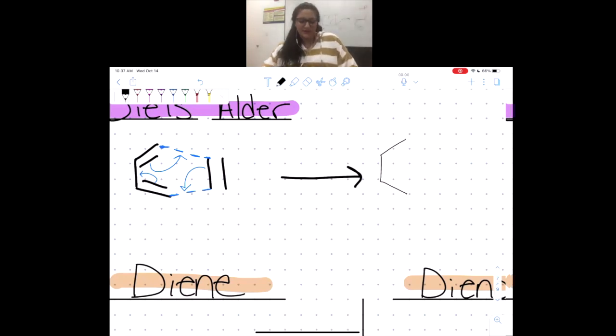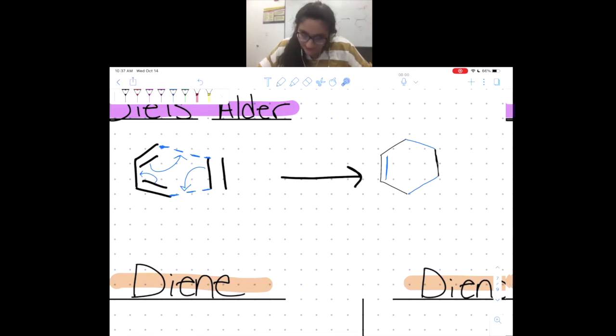So we have these bonds from the original. We just created these bonds. And then we have this bond from the original as well. And then we must remember that we created a double bond here. As you guys can see, these electrons went in to make the double bond. And we had no substituents, so this is our product.